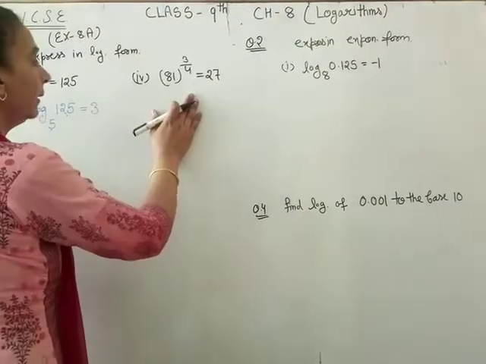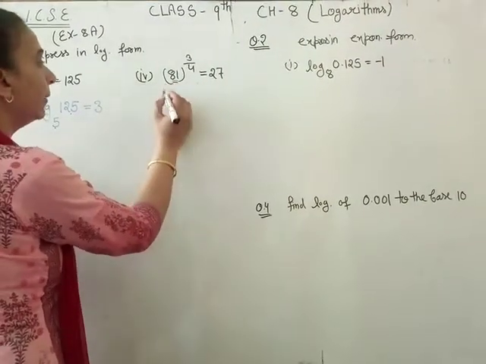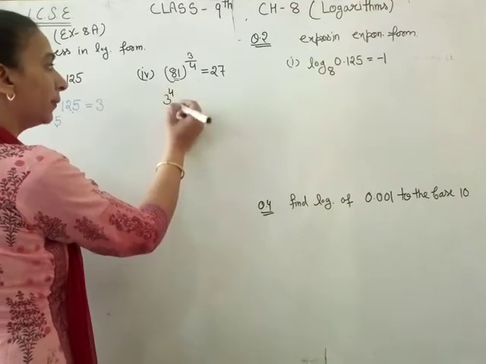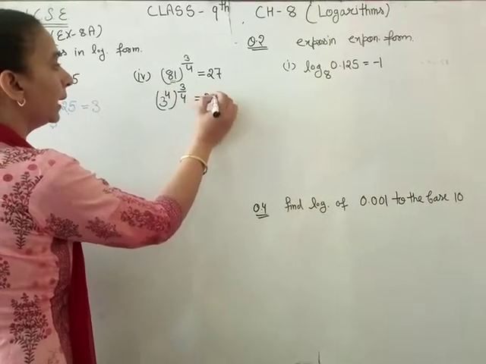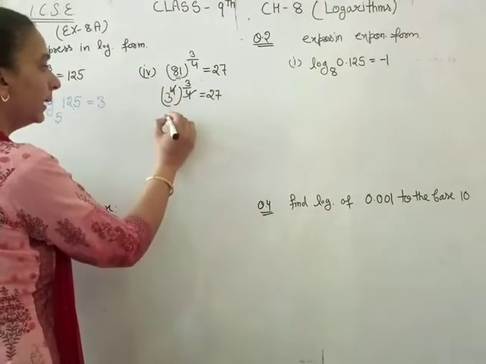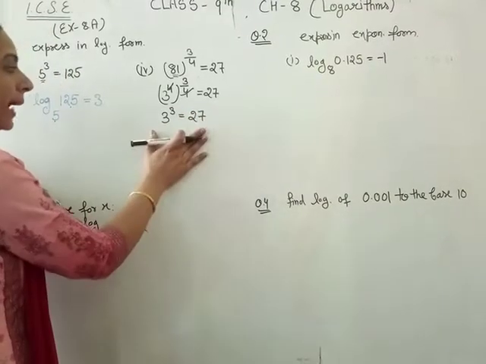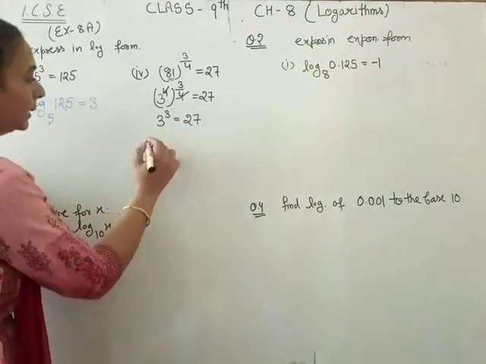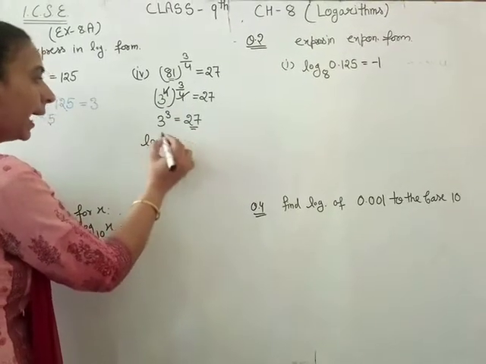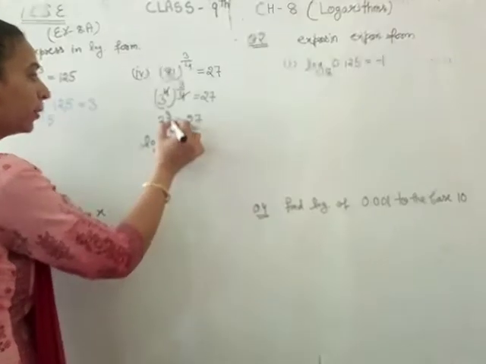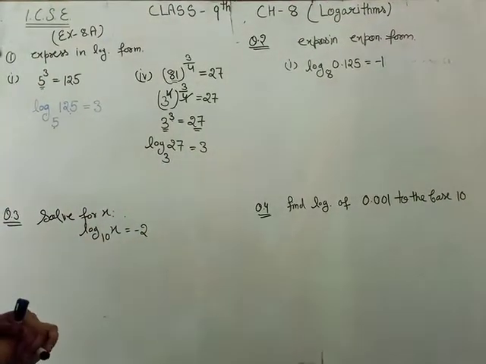Students, you also write this: 81 is 3 raised to the power 4, and 81 raised to the power 3 by 4 equal to 27. 4 and 4 cancel, then 3 raised to the power 3 equal to 27. We write in logarithmic form, then log of 27 at the base 3 equal to 3. This is our logarithmic form.